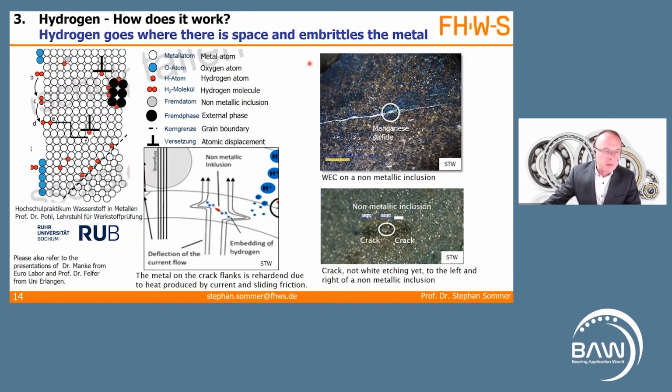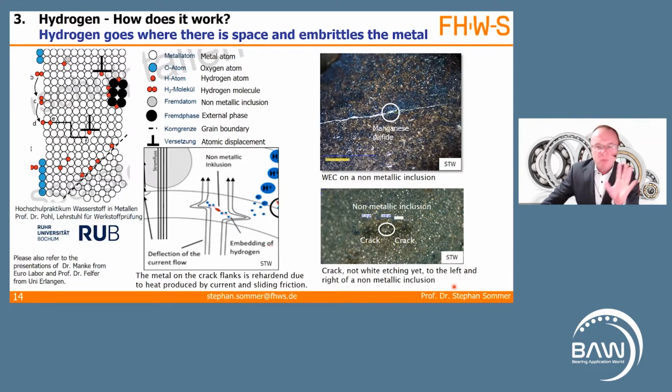So for an explanation, we go over to this metallic structure. A non-metallic inclusion is a disturbance of this metallic grid, just like an external phase here, or an atomic displacement here. At these locations, there is a little bit more room between the metal atoms. And a very small hydrogen atom is able to go there and to stay there. From here, the hydrogen starts its destructive work. Hydrogen embrittles the metal.